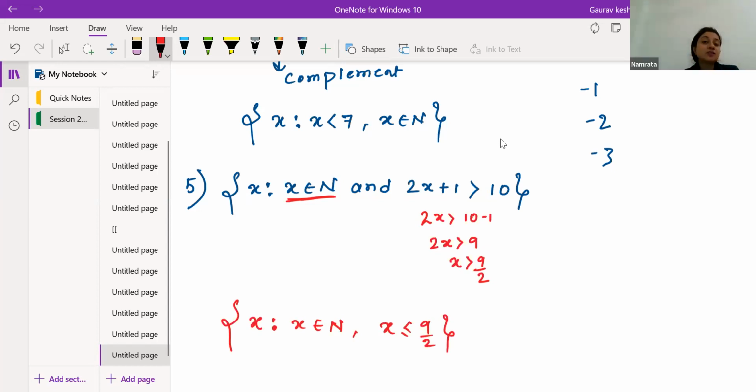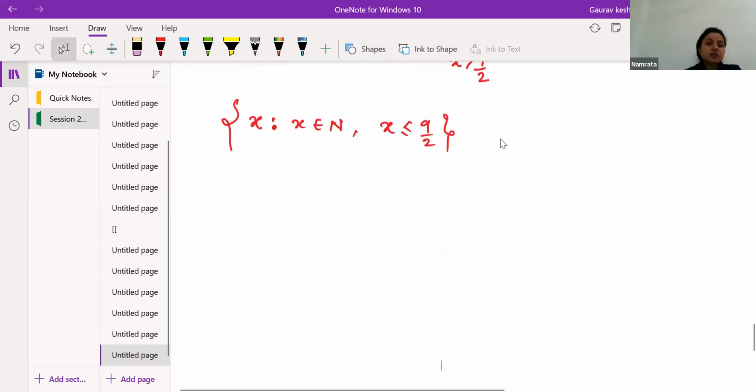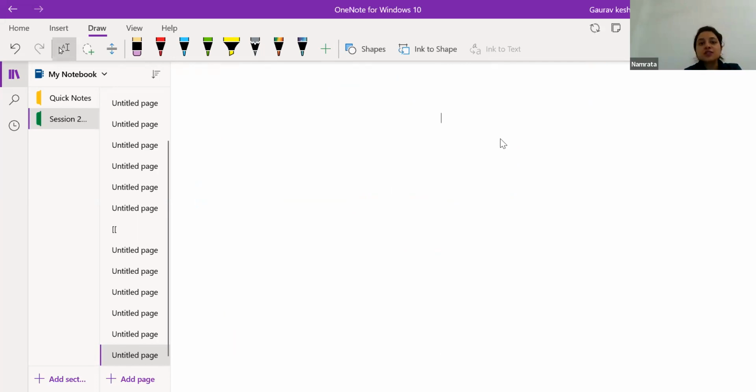Here we are defining that it must be a natural number. That means we are not taking any decimals. We are not taking any other number, right? Yes. So this is the complement. This is how we will find the complement if the universal set is given like that, if the universal set is an infinite set.